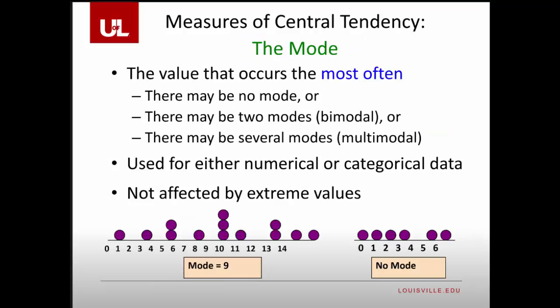The mode is a third measure of central tendency. It comes from the French phrase à la mode, which means what is popular or in fashion. Therefore, the mode is the value or category that appears the most. For numerical values, you can have examples where there is no mode because each value appears only once.